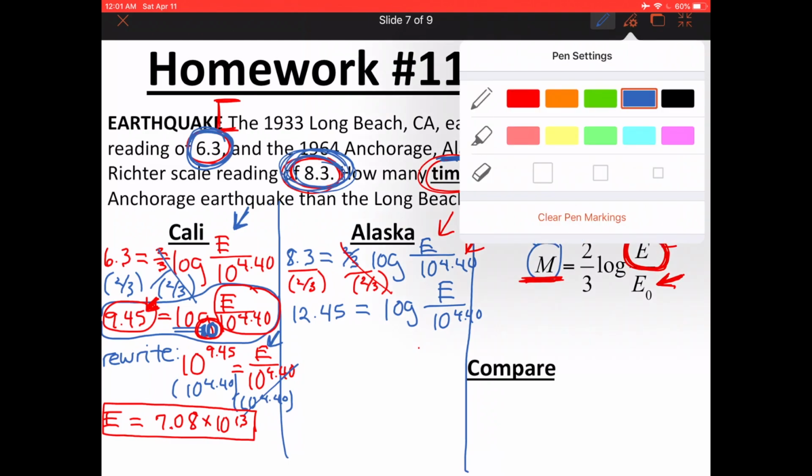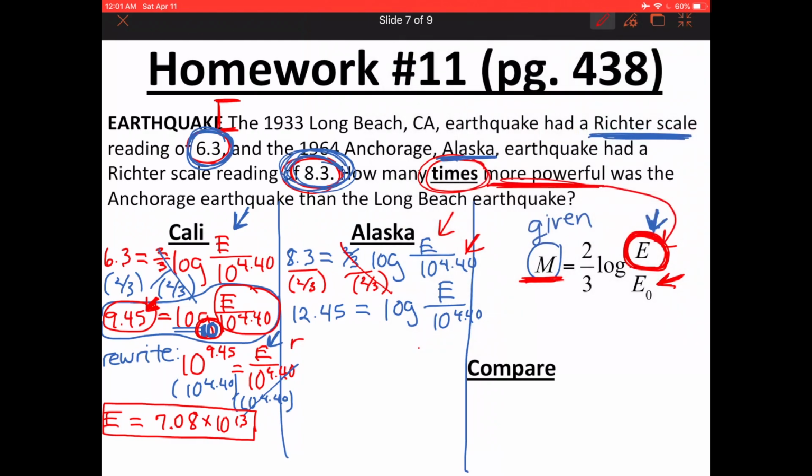So again, we have a logarithmic equation. In order to solve that, we have to rewrite it in exponential form. So if we are not told the base of the log, the default base is 10. So to rewrite this in exponential form, I take my base, 10, to the power of whatever's on the other side of the equal sign becomes my exponent. So 10 to the power of 12.45 equals whatever I was taking the log of, E over 10 to the 440.